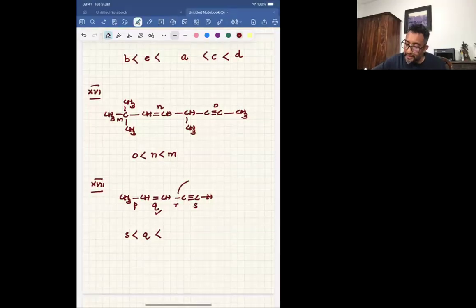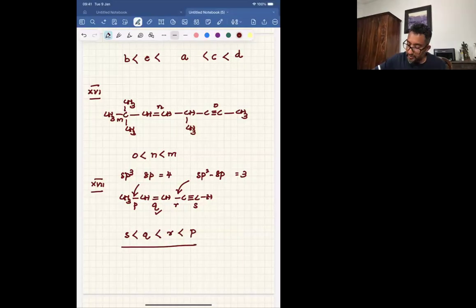If you look at R and P, R is sp2 on this side and sp on the other side. If you look at P, it is sp3 on this side and sp on the other side. So 2 plus 1 is 3. 3 plus 1 is 4. The p character 4 means higher radius. So R is smaller than P. SQRP is your answer. Is it clear?